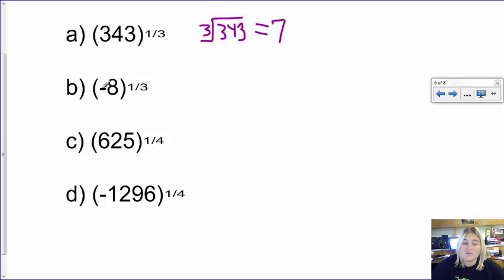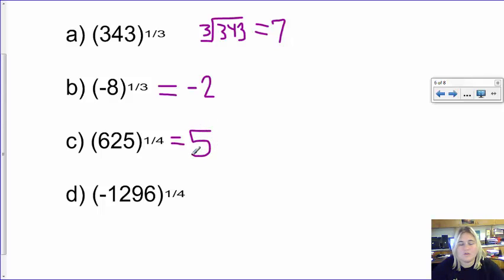Same thing on this one. I have a negative, but this is an odd index, which means that it could be possible. So what times itself 3 times is going to get me a negative 8? That's going to be negative 2. Negative 2 times negative 2 is a positive 4. Positive 4 times negative 2 takes me back to that negative 8. On C, they're wanting the 4th root, which means something times itself 4 times. You can punch that into your calculator and find the answer is 5.